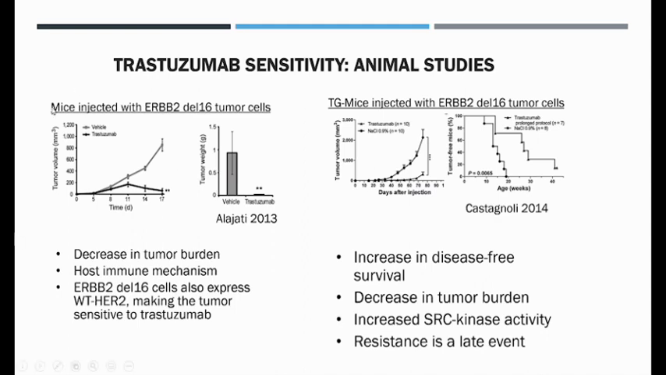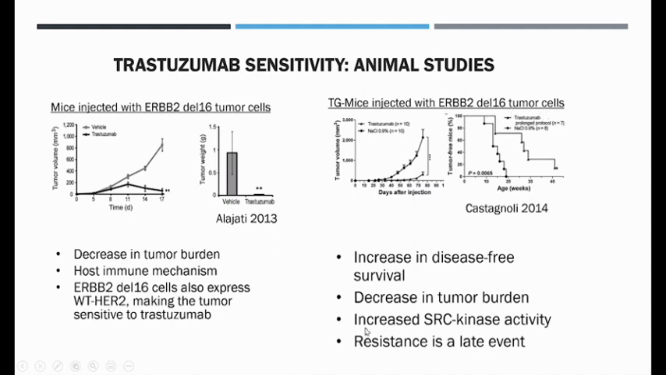This left panel shows mice injected with ERBB2 DEL16 tumor cells and given trastuzumab. There was a decrease in tumor burden, and they say that the ERBB2 DEL16 cells also express the wild type HER2, making the tumor sensitive to trastuzumab, and then the host immune mechanism comes into play. This is why the mice with ERBB2 DEL16 are sensitive, because the wild type is also being expressed. This is transgenic mice injected with ERBB2 DEL16 tumor cells.